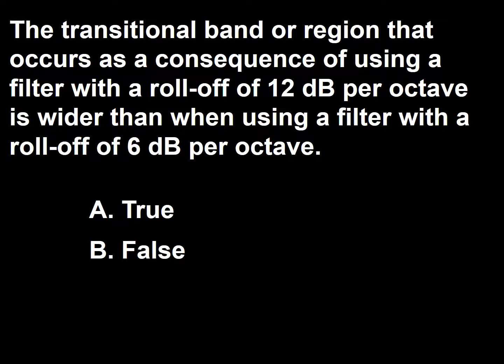Next question. The transitional band or region that occurs as a consequence of using a filter with a roll-off of 12 dB per octave is wider than when using a filter with a roll-off of 6 dB per octave. A, true, B, false.